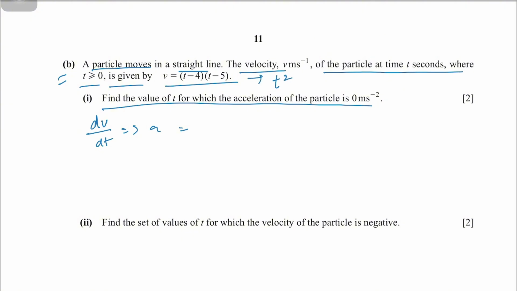This would be t squared. This would be minus 5t and minus 4t. This would be negative 90 and plus 20 as our final. So this can be differentiated. This would be 2t minus 9, and it has to be acceleration as 0. So we'll be using this as 0. So we'll get our t as 9 over 2 or 4.5.